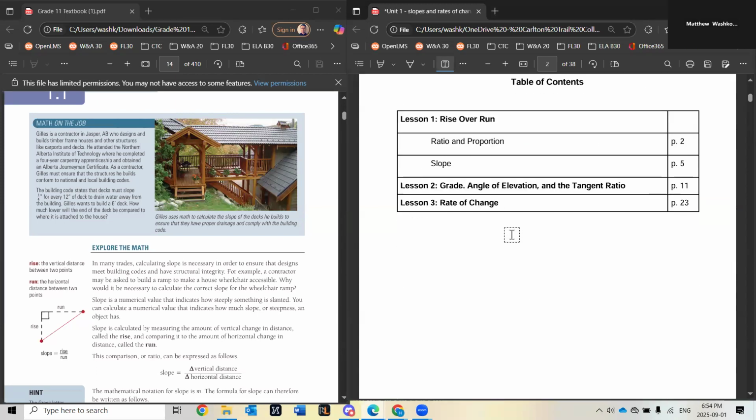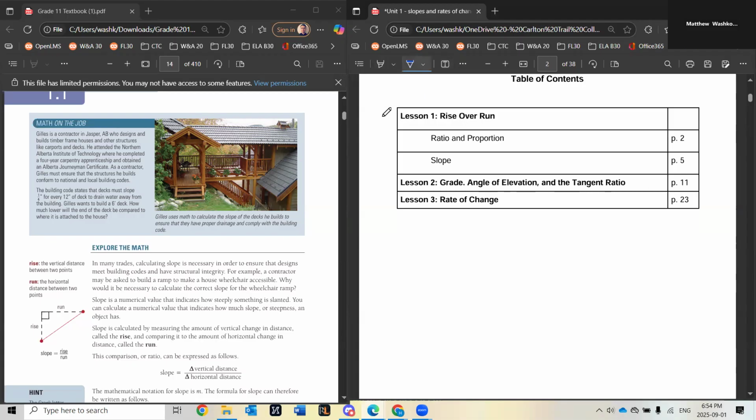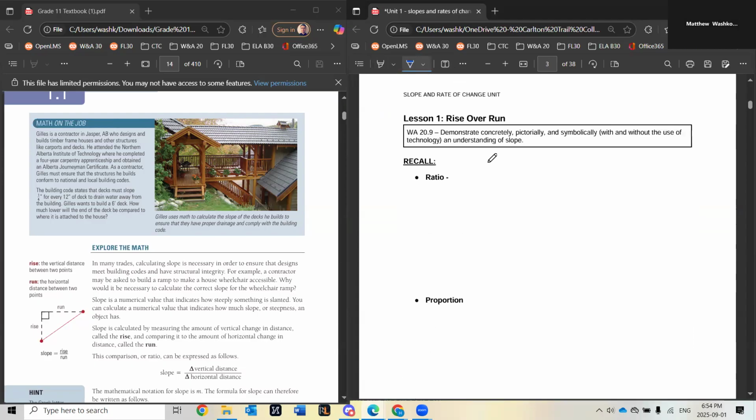Okay. So we're going to start out here with lesson one, which is rise over run. And this is both ratios and proportions and slope. The expectation is you have completed your essential skills booklet in module 0 before you come here. But I'm going to do this stuff anyways. So let's start out here.